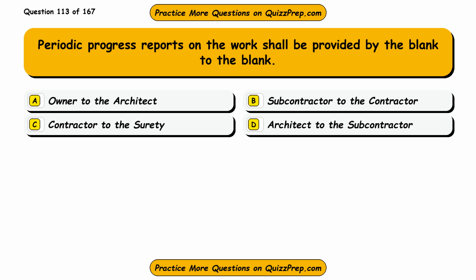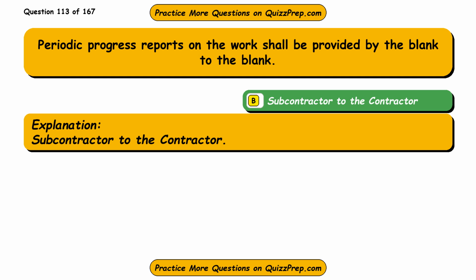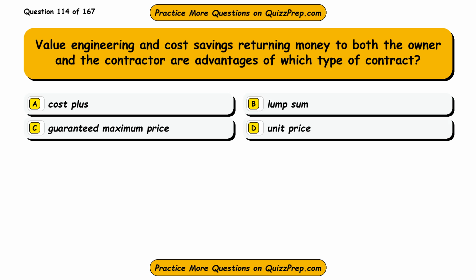Question 113. Periodic progress reports on the work shall be provided by the blank to the blank. Option A, owner to the architect. Option B, subcontractor to the contractor. Option C, contractor to the surety. Option D, architect to the subcontractor. The correct answer is option B, subcontractor to the contractor. Subcontractor to the contractor.